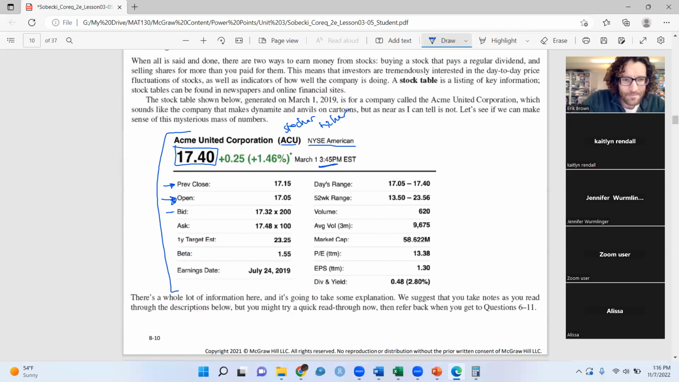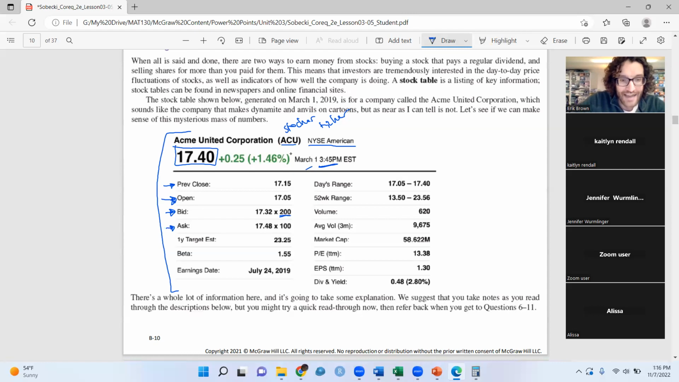A bid is what someone is willing to pay for this amount of shares. So someone has put out an order. They want to buy 200 shares of this company for $17.32. And this ask is what someone is willing to sell for. Someone is willing to sell 100 of their shares for $17.48.